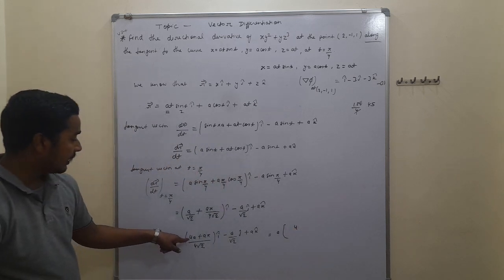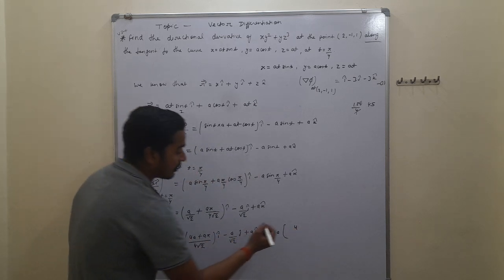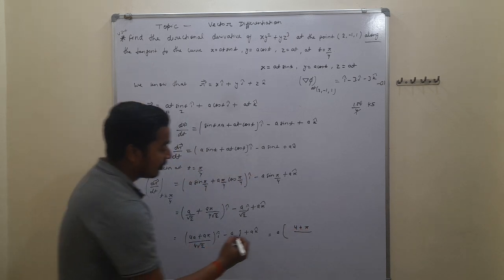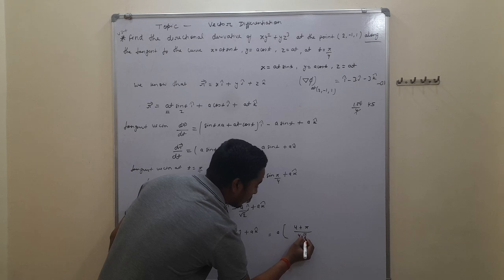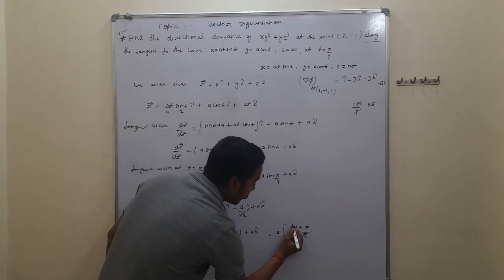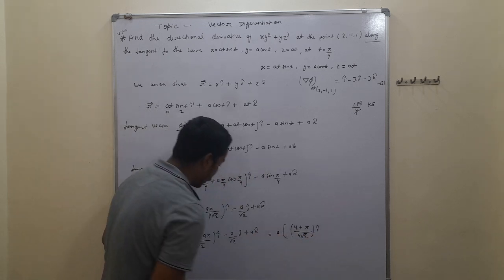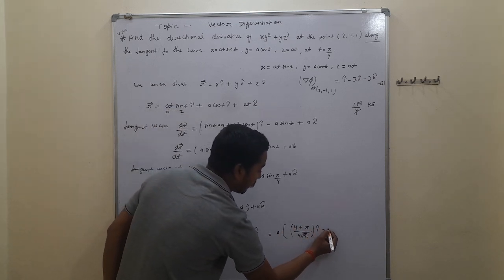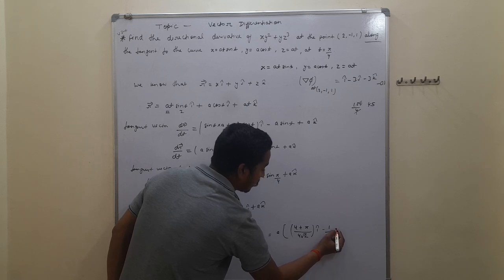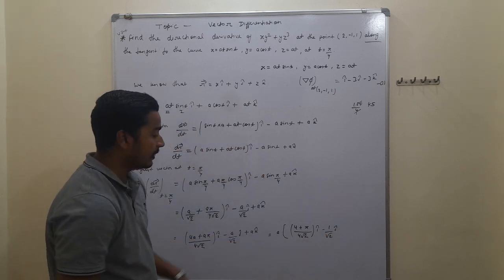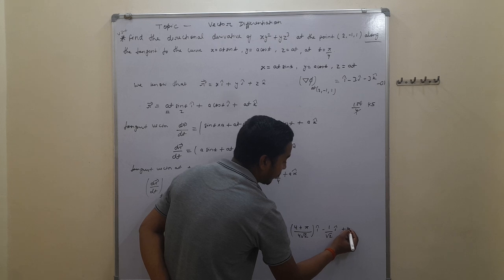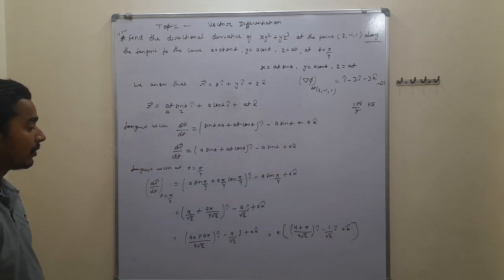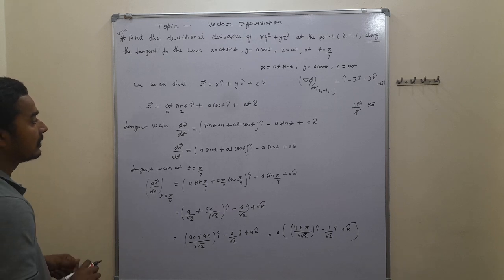Here 4a is taken common, then the remaining is (4 + π)/(4√2) i cap, and here minus a is taken common. This is given by minus 1/√2 j cap, and plus k cap. This is the tangent vector at t = π/4. And further we have to find the unit tangent vector.